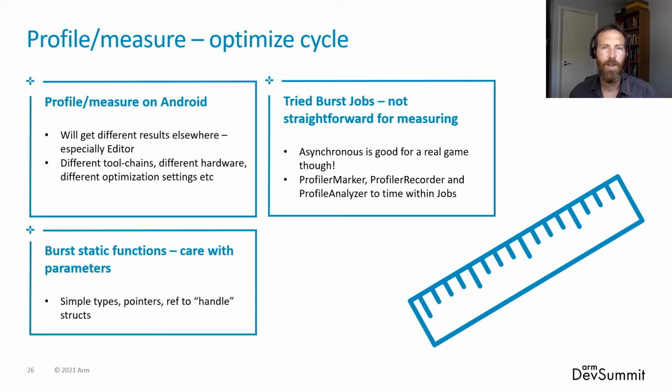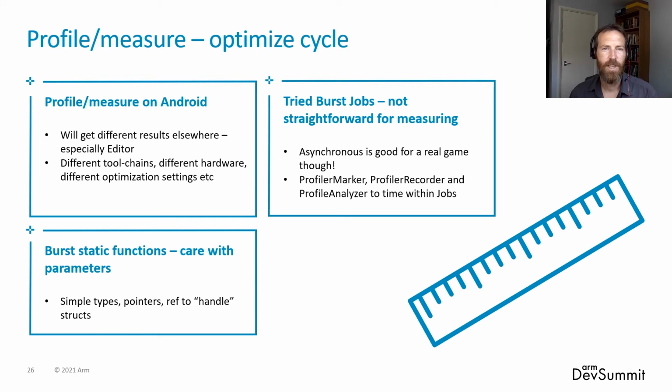Burst jobs are great, with their asynchronous nature being helpful in a multi-threaded game. So when I started my project, I used Burst jobs. But I found they weren't easy for my measuring. I've since discovered that there are good tools that can be used alongside them. Profiler markers can be passed in to then be used with Profiler Recorder and/or Profile Analyzer to time within jobs. But as I wasn't making a game, the asynchronous benefits of jobs weren't needed, and I wanted to display the timings on screen in my demo, so I moved to a Burst static function.